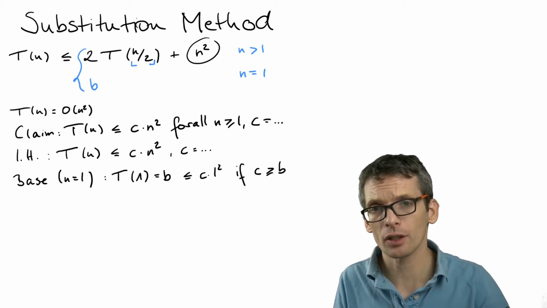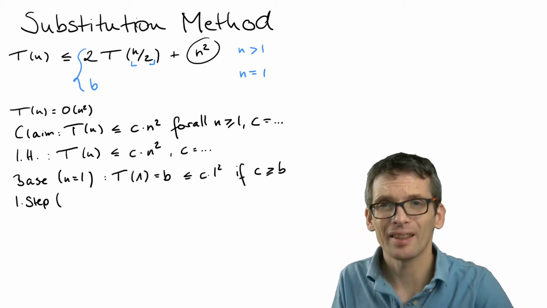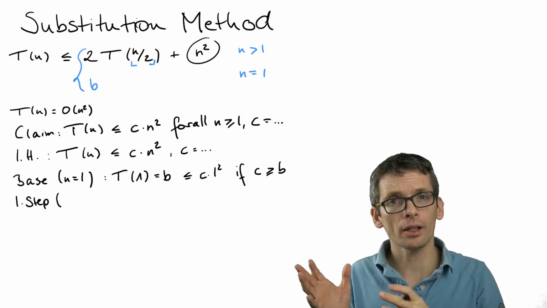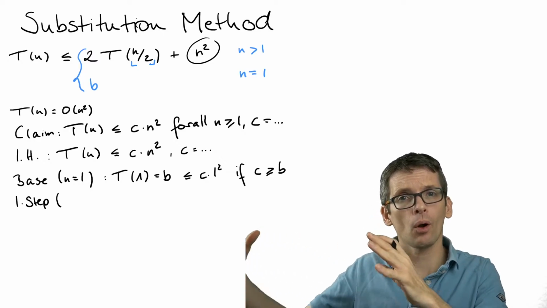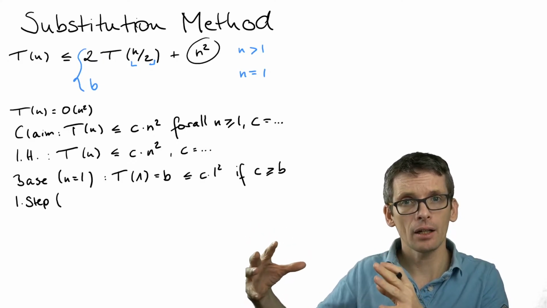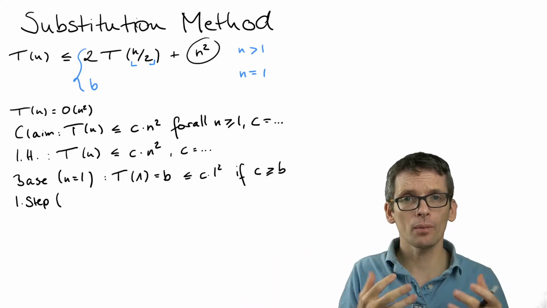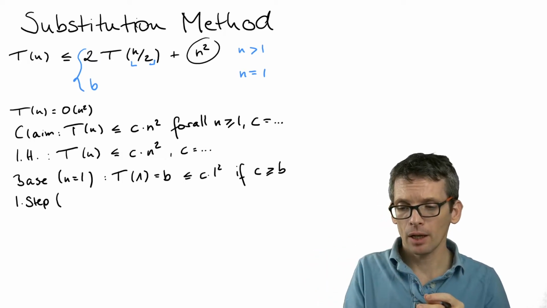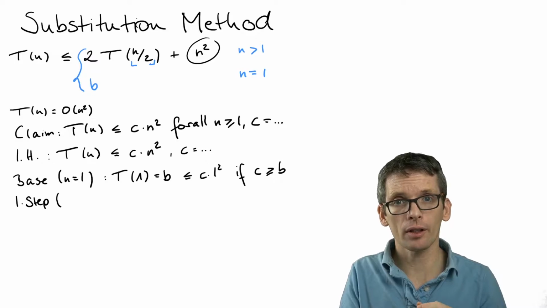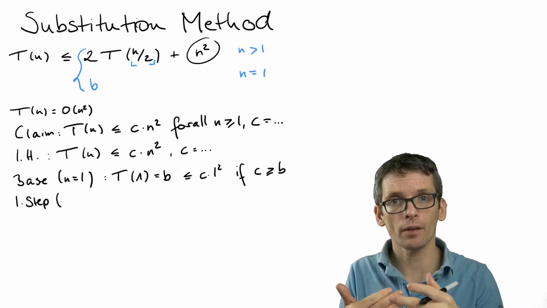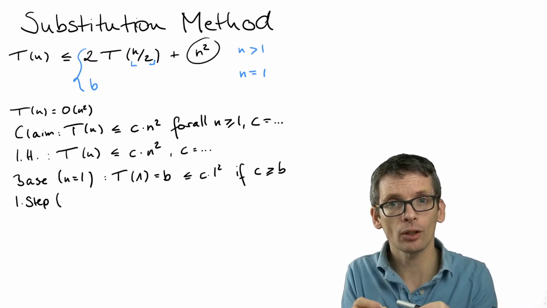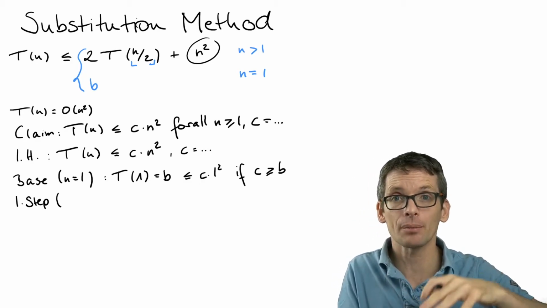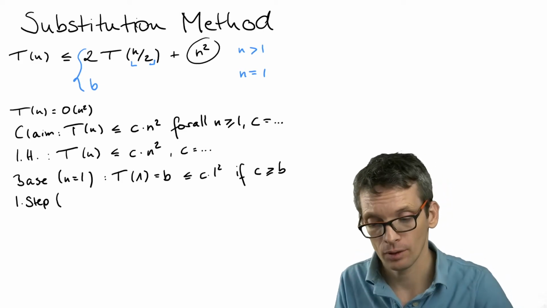Now let's do the induction step. So in the induction step, we're using strong induction, so we will go from all values smaller than n to n. So we're going to assume that the induction hypothesis holds for all numbers smaller than n, and what that means is if I plug in, instead of n into the induction hypothesis, a number smaller than n, then I assume that it holds, and then I want to prove that this statement, so t of n smaller or equal to c times n squared, holds for n itself.